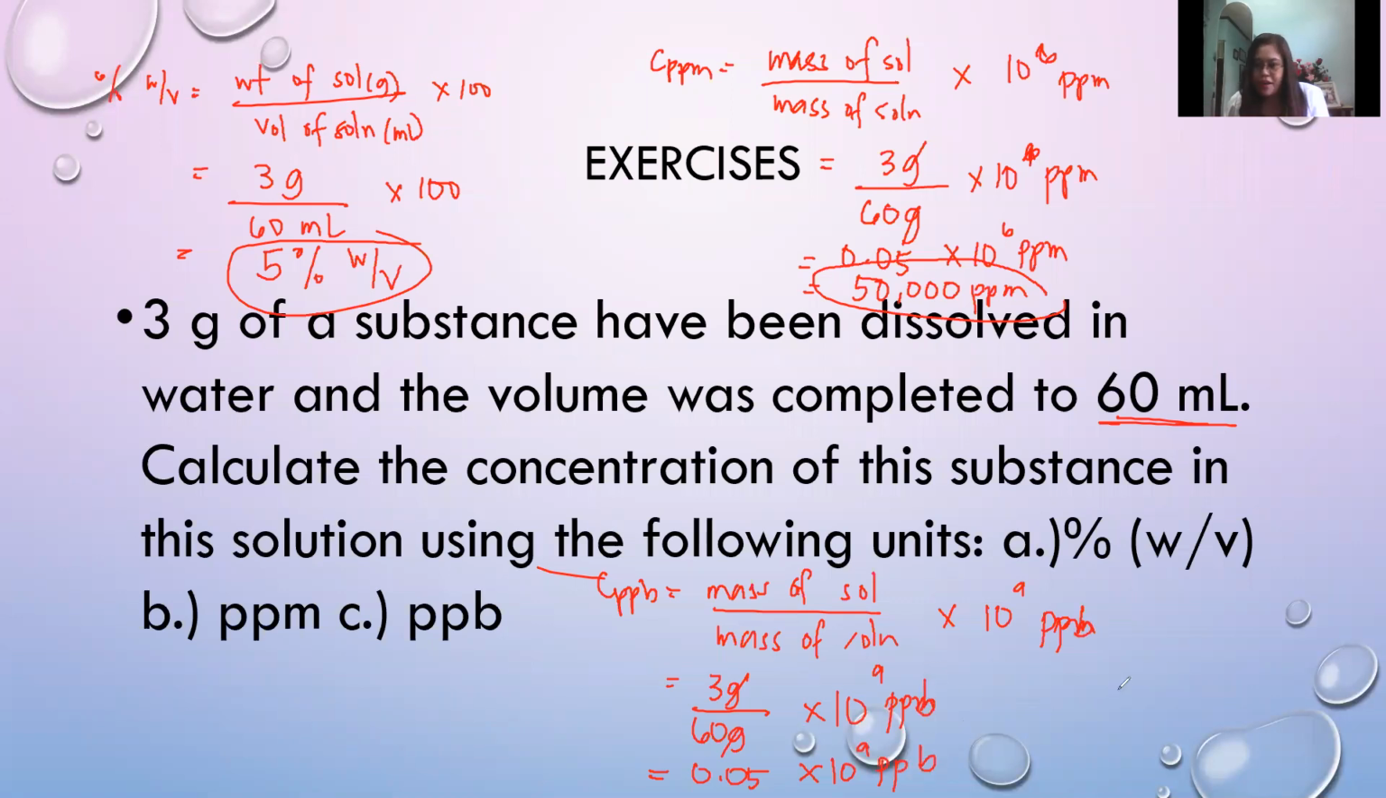Ayan, ppb. So our concentration now is 0.05 times 10 raised to the power of 9. This one is 50 million. 50 million ppb. So we have the same answer. Let's see. Yeah, we have the same answer.